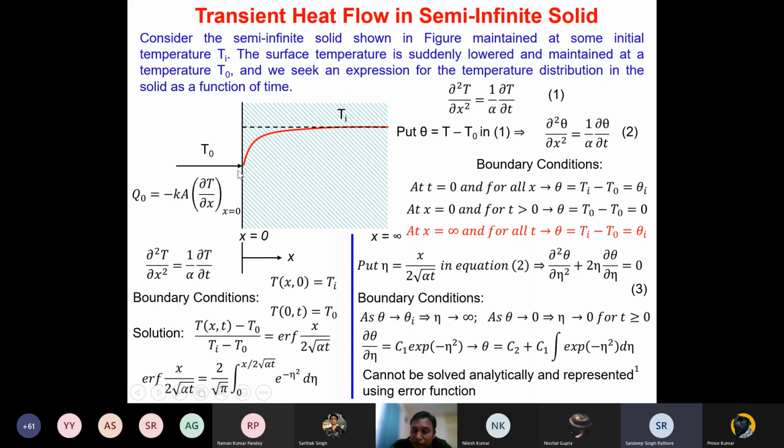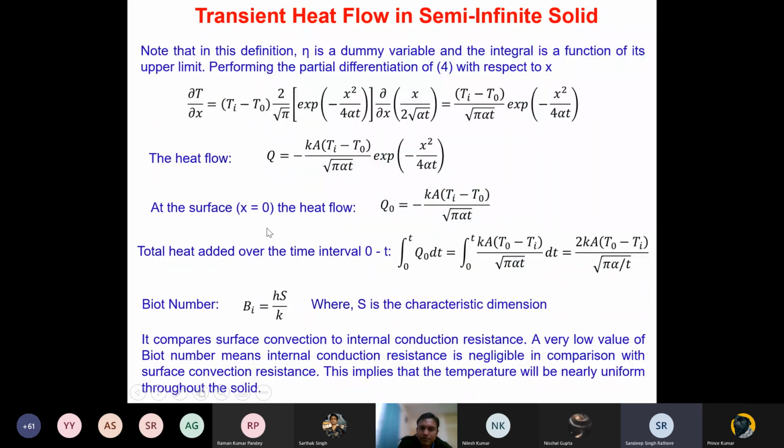Exactly at this left hand side surface, and then I can integrate it with respect to time, and find out the total amount of heat I have added to this flat slab over time. So for that we calculate this Q naught at x equals 0, which I can directly obtain by putting x equals 0. So this exponential term becomes 1, isn't it? We get Q naught given as minus Ka (Ti minus T naught) divided by under root pi alpha t.